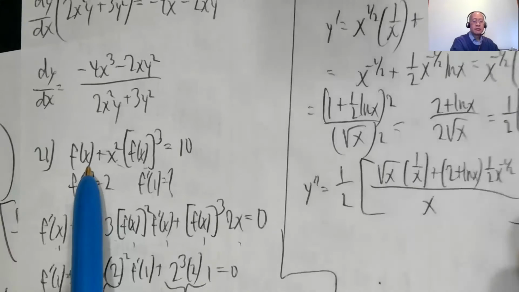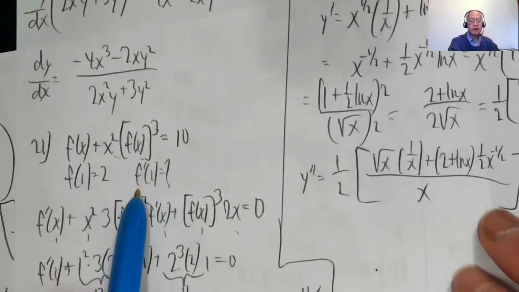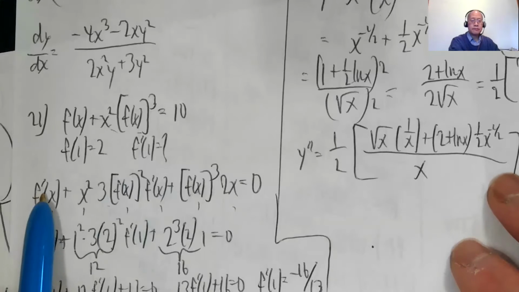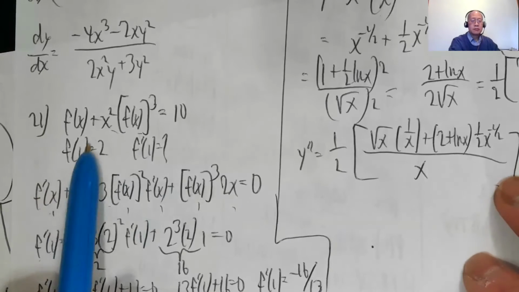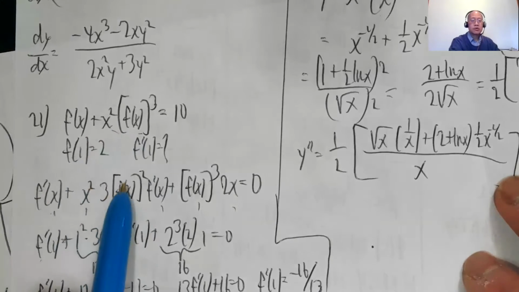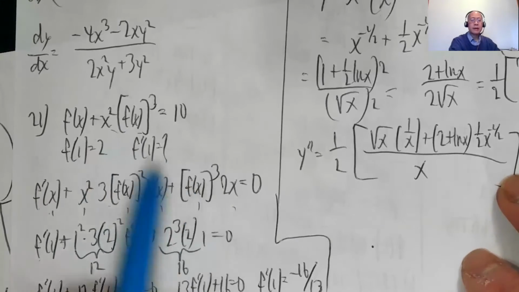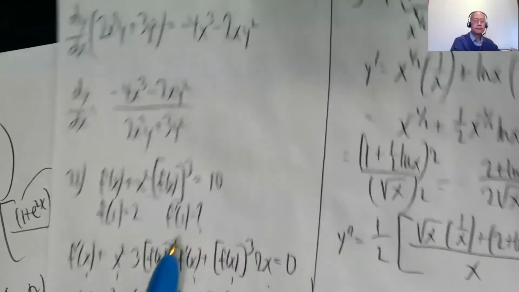21, f of x plus x squared times f of x cubed is equal to 10. f of 1 is 2, find f prime of 1. Differentiate implicitly: f prime of x plus product rule, first x squared times 3 times f of x squared times f prime of x, plus second function f of x cubed times derivative of first, which is 2x, equals 0.